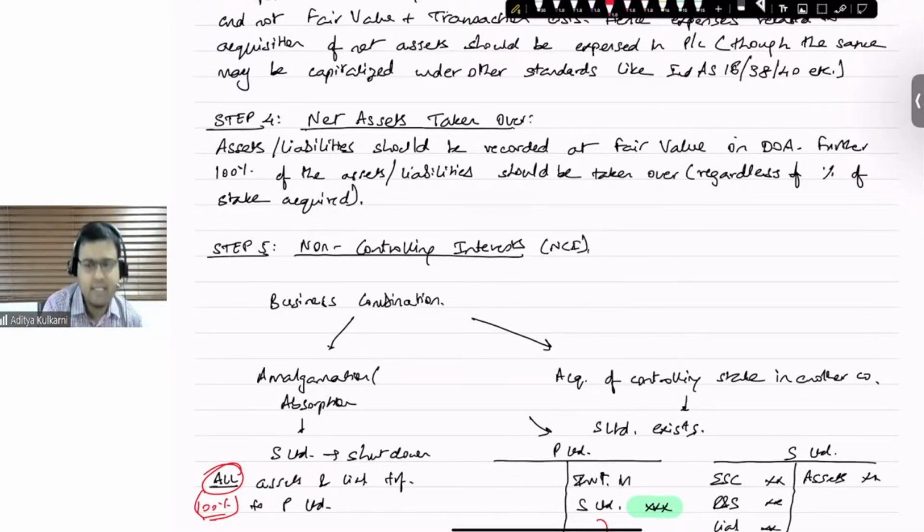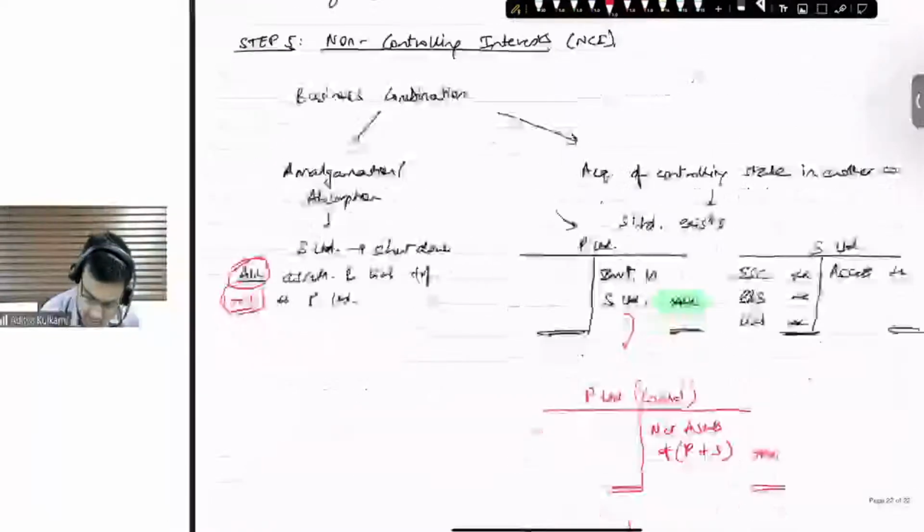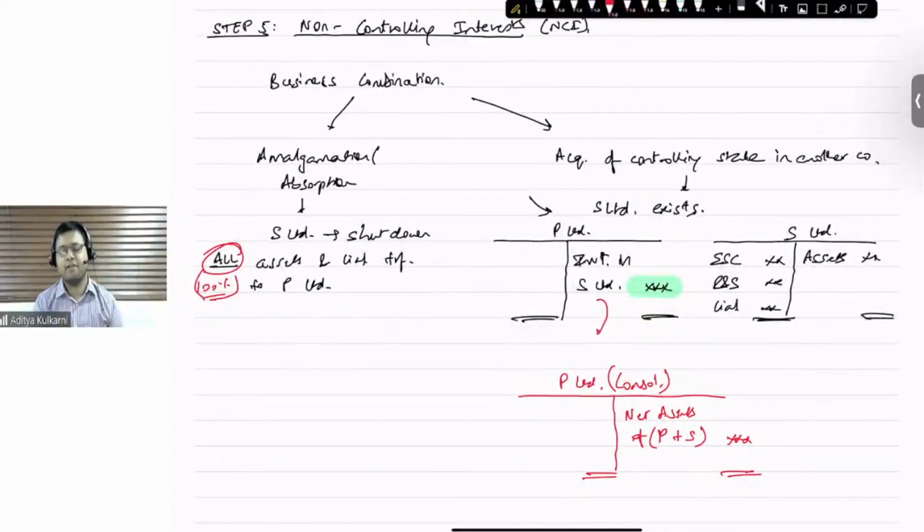So that is why step number 4, we have mentioned that. Coming back to step number 5, the question is, where will I record the balance 20%? It could be anything, I repeat, 20, 30, 40, 50, 60% also.